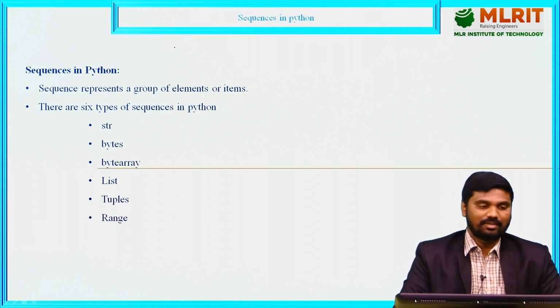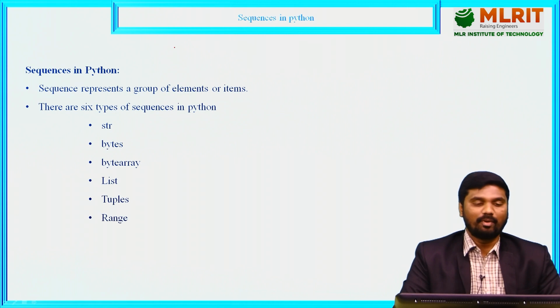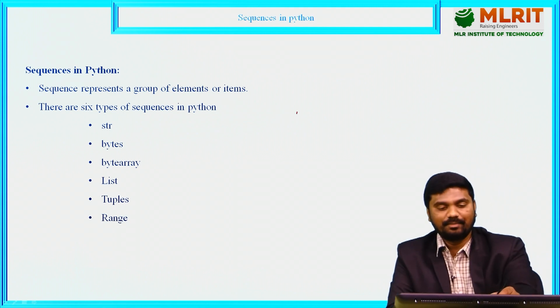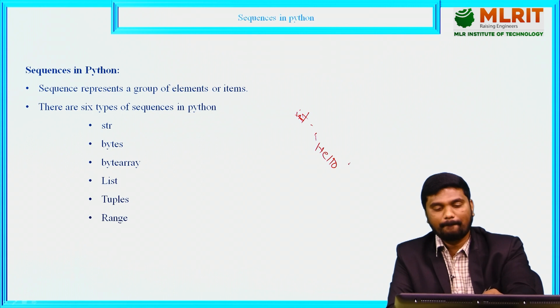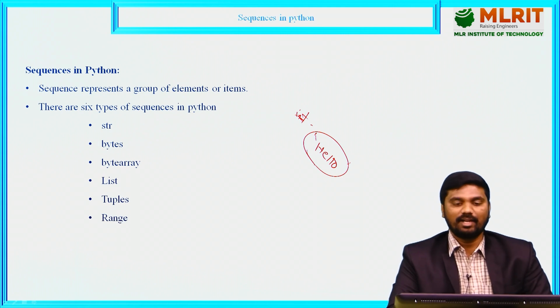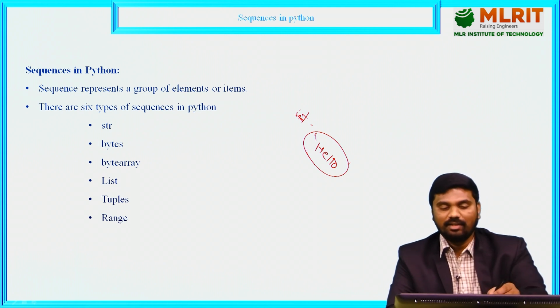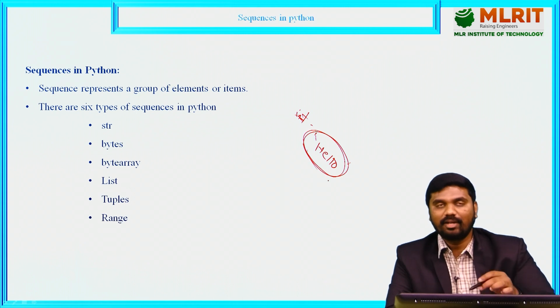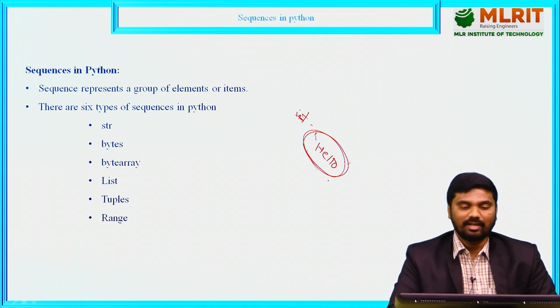Next we have another type of data type, that is the sequence type. So what is a sequence? A sequence represents a group of elements or items. For example, if you take a string, hello, what is this? A word which contains a group of characters. Similarly, in Python you consider this a string, which represents a group of characters. So that is called a sequence.